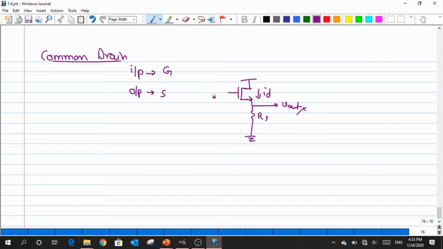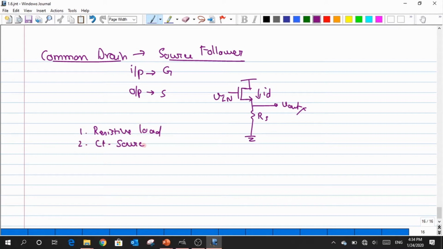Now this common drain also has a special name. It's also called a source follower, and we discussed more about it, so I will not go much in depth. So in general, this common drain configuration has two types of structures, one with a resistive load, the other one with a current source load, okay. Now shall we try to plot the relation of Vout versus Vin for this?